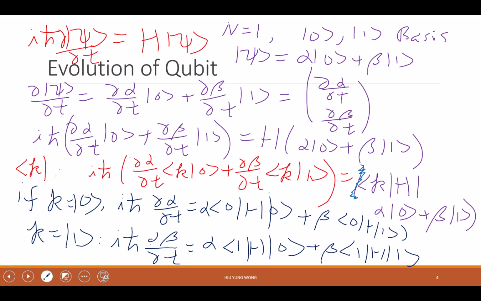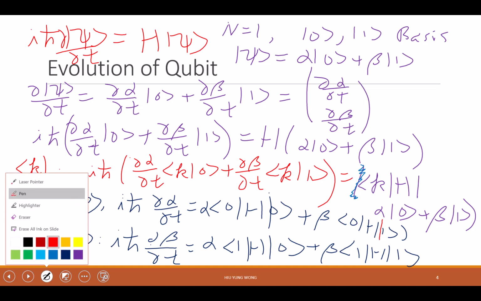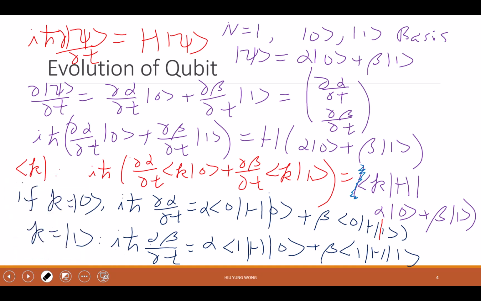Okay? I know the writing is bad, and here I'm missing a strict 9 also. And similarly, when k equals 1, then this time 1,0 is gone, 1,1 stays. So I have a partial beta, partial t, right? And then on the right-hand side, everything is the same except instead of 0, I get 1 to them.